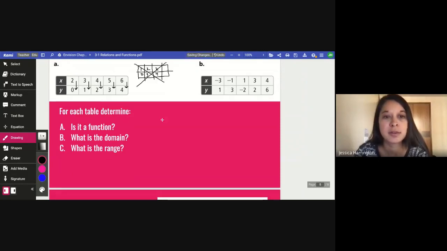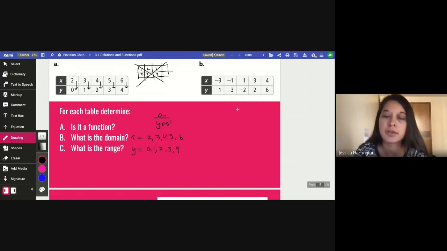So I'll have my answers for A over here. This is a function. Yes, it's a function, right? Why? Because for each x, there's only one y. What's the domain? Well, the domain are all the values that x is allowed to be. So in this case, x can be what? 2, 3, 4, 5, and 6. Okay, and what about the range? What is y allowed to be? Well, y is allowed to be 0, 1, 2, 3, and 4.